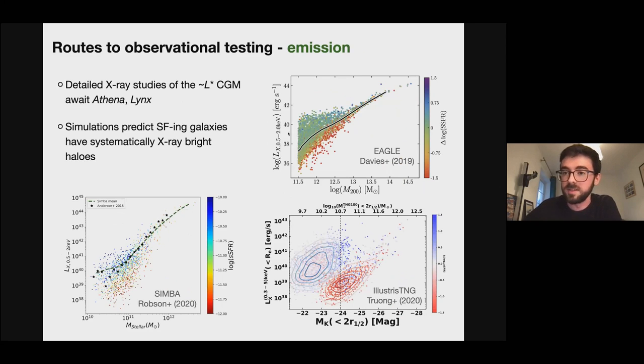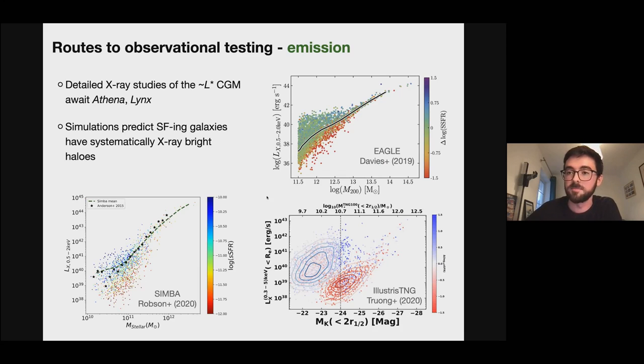So moving on to emission. As we all know, doing detailed studies using the X-ray luminosity as a proxy for the CGM mass fraction are a bit beyond our reach for Milky Way mass systems at the moment. We kind of are waiting for Athena and Lynx for that. But all of the simulations are kind of predicting quite nicely now that the systems that are actively star forming and haven't cleared their CGM have systematically X-ray bright halos. And this is true in EAGLE, in TNG, and in SIMBA here. So that's one potential route in the future.